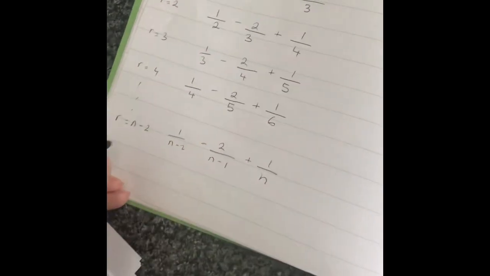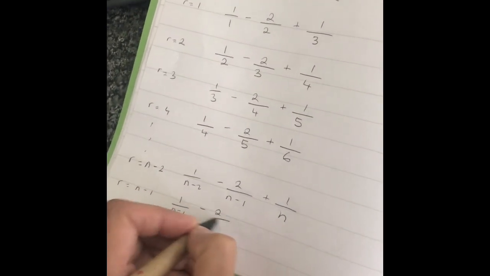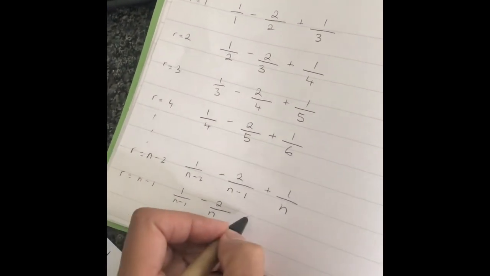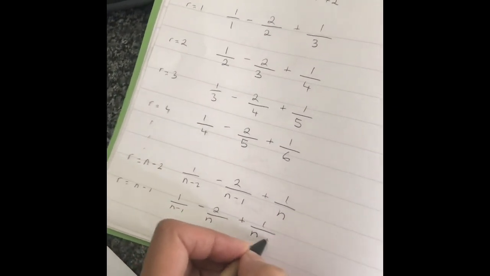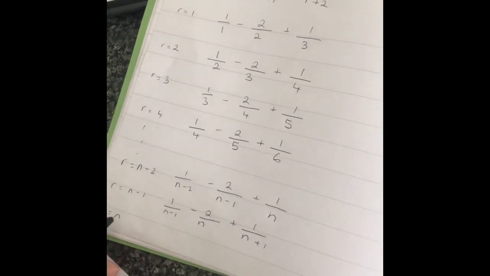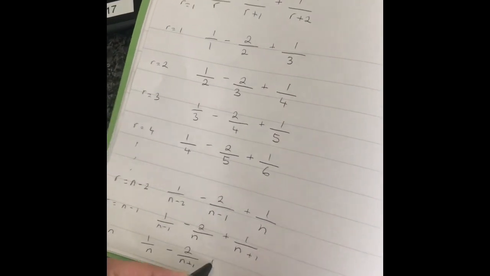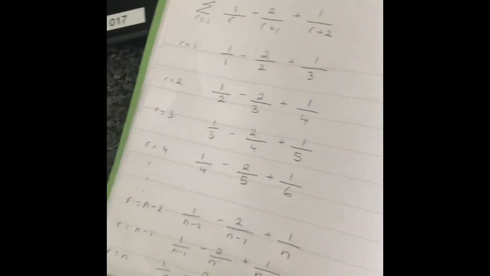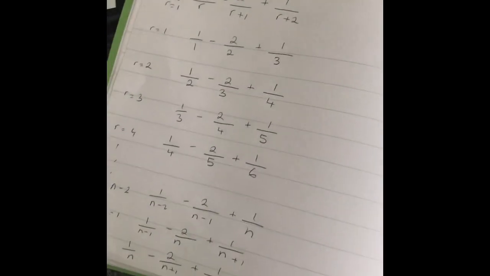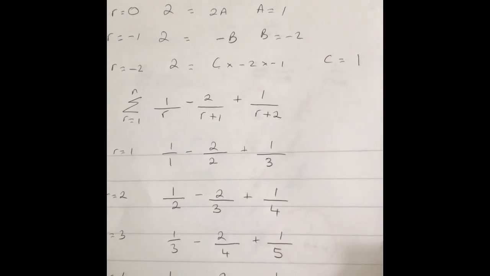over n. I'm going to put in n minus 1, the second to last term. That would give me 1 over n minus 1 minus 2 over n plus 1 over n plus 1. And then my final term, the nth term, will be 1 over n minus 2 over n plus 1 plus 1 over n plus 2. Okay, and then I'm going to start subtracting terms. So here, I'm going to see what I can subtract.